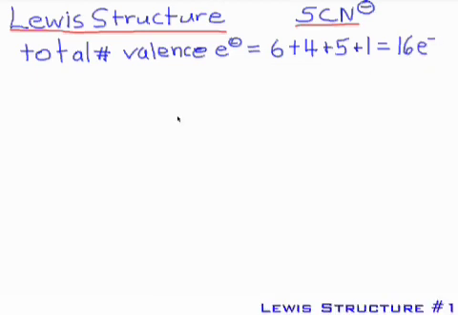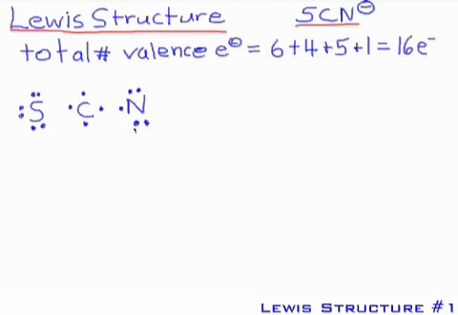Okay, so now to draw a Lewis structure, we're going to start over here and give sulfur 1, 2, 3, 4, 5, 6. We're going to give carbon 4: 1, 2, 3, 4. And we'll give nitrogen 5: 1, 2, 3, 4, 5. All right.